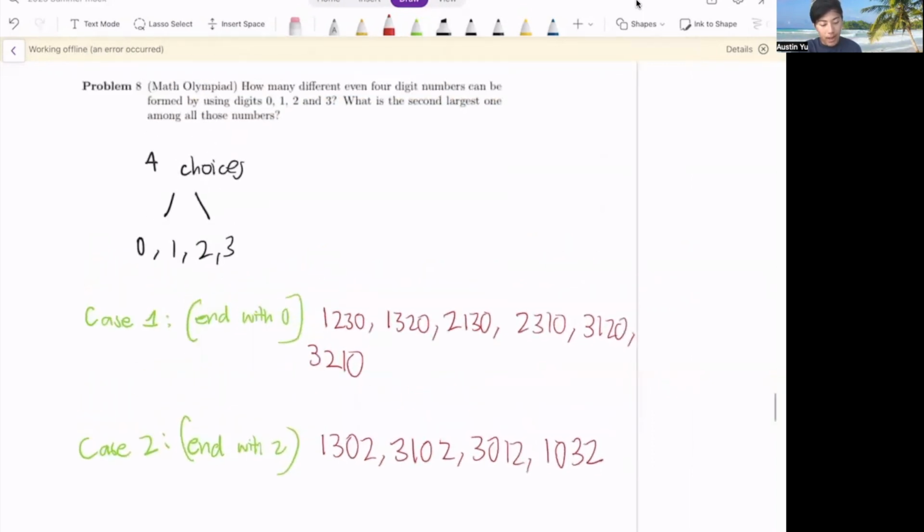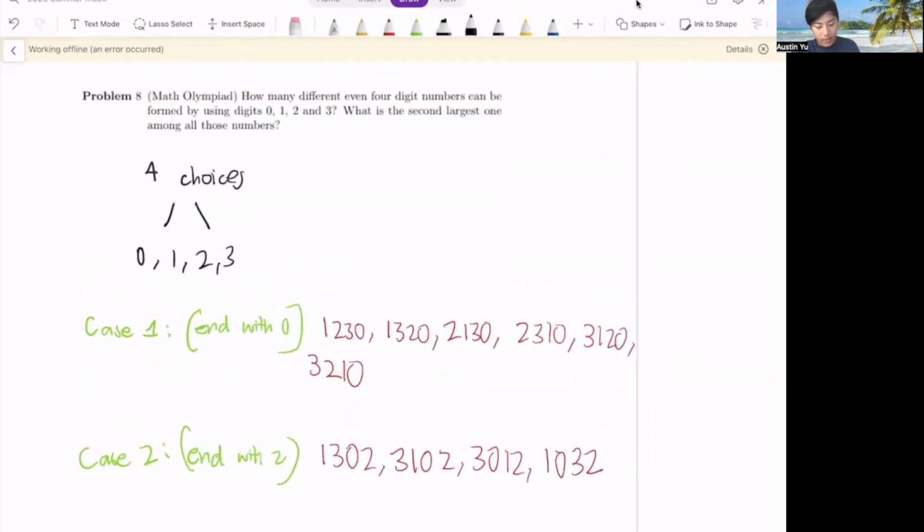And then we see here that there are 10 different choices. So the first answer is 10 choices.